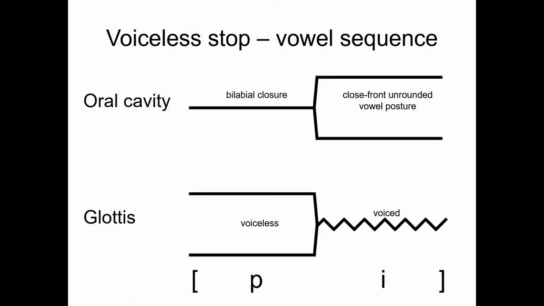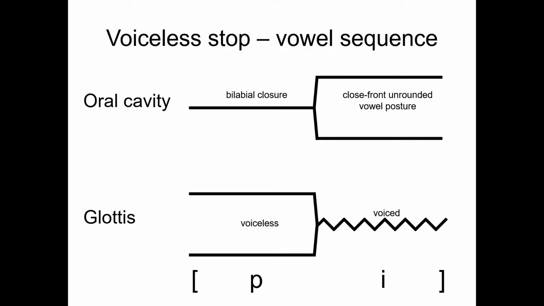So first of all, we're going to set up a visual way of thinking about this. If you look at this illustration, it shows two things that are happening when we go from a sound like the voiceless bilabial plosive to the voiced close front unrounded vowel E.